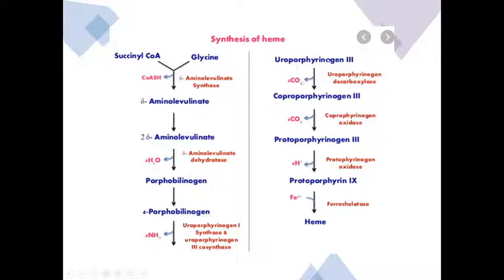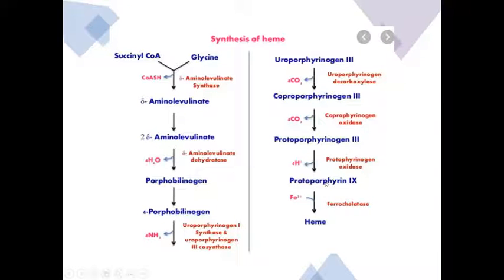Now this uroporphyrinogen 3 is converted into coproporphyrinogen 3 in the presence of the enzyme uroporphyrinogen decarboxylase. It is converted into protoporphyrinogen 3, and again four molecules of carbon dioxide are liberated here. The enzyme which catalyzes this step is coproporphyrinogen oxidase.